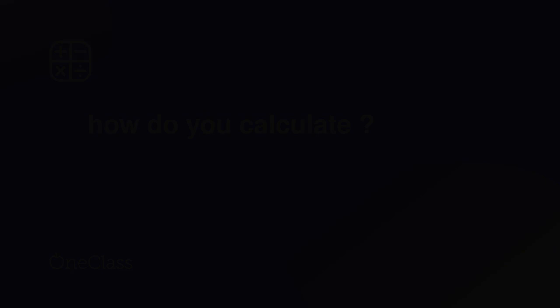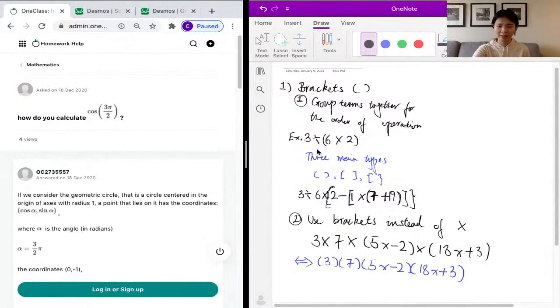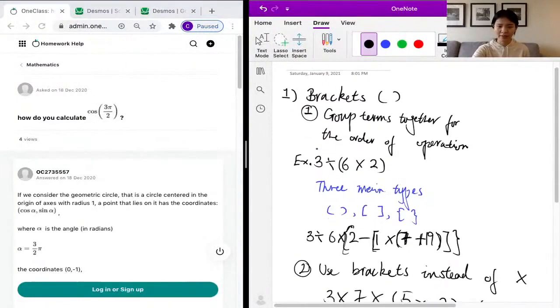the order of operation of expressions. Okay, so this is our first question. Now let's look at our second question over here.